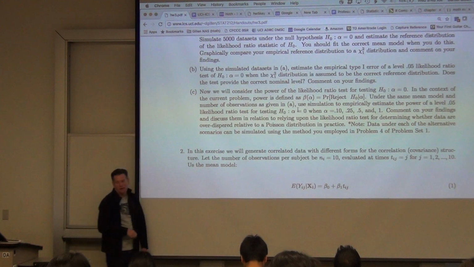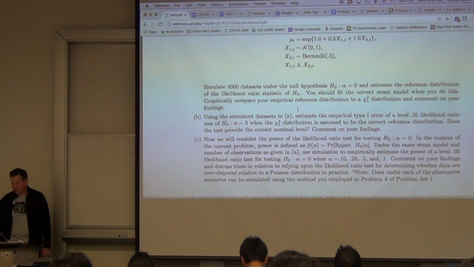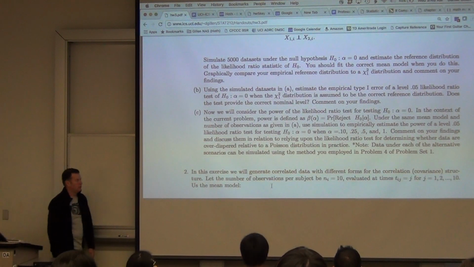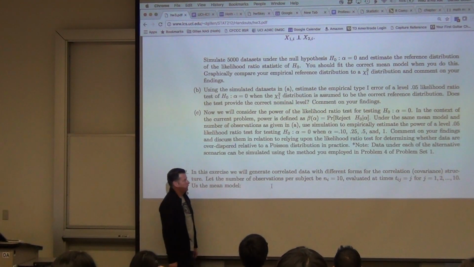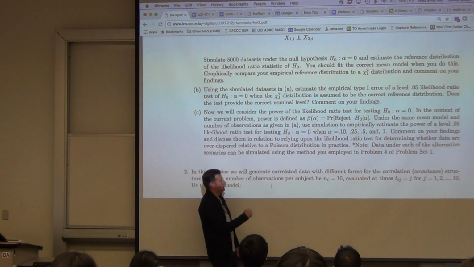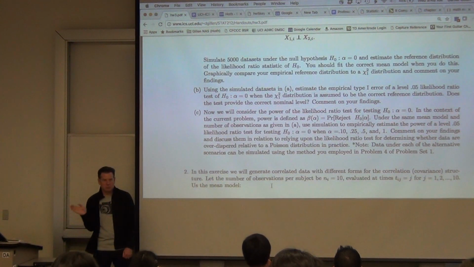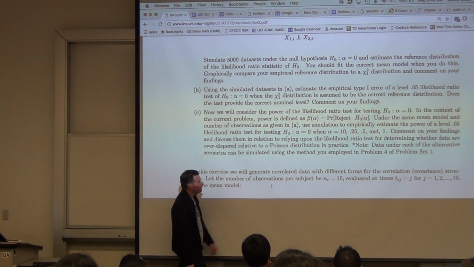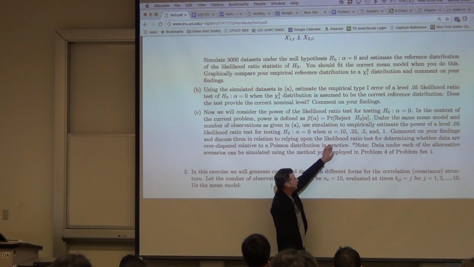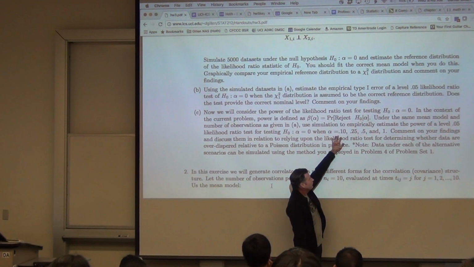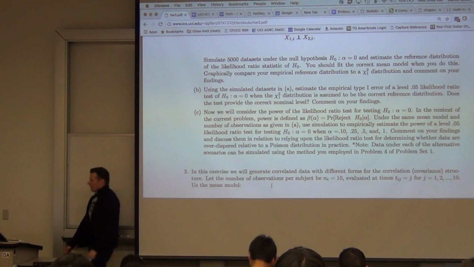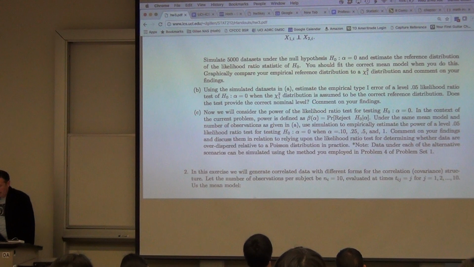My sample size that I'm giving you here is 200. If you're bored and want to go above and beyond, be the overachiever, then go ahead and vary the sample size as well and see what's going on there for the power. But for right now, with n equal to 200, I want you to consider values of alpha equal to 0.1, 0.25, 0.5, and 1.